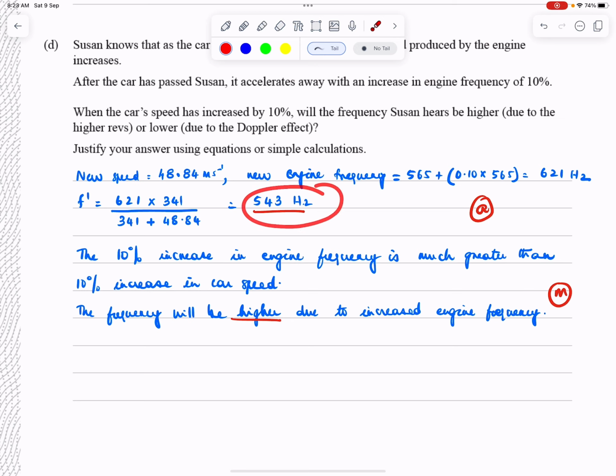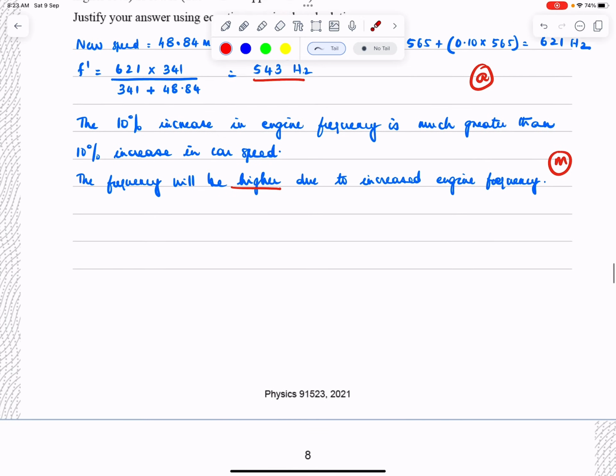So if you just got so much, it's an Achieved, and if you said all this bit, you get your Merit. And that's the end of the paper.